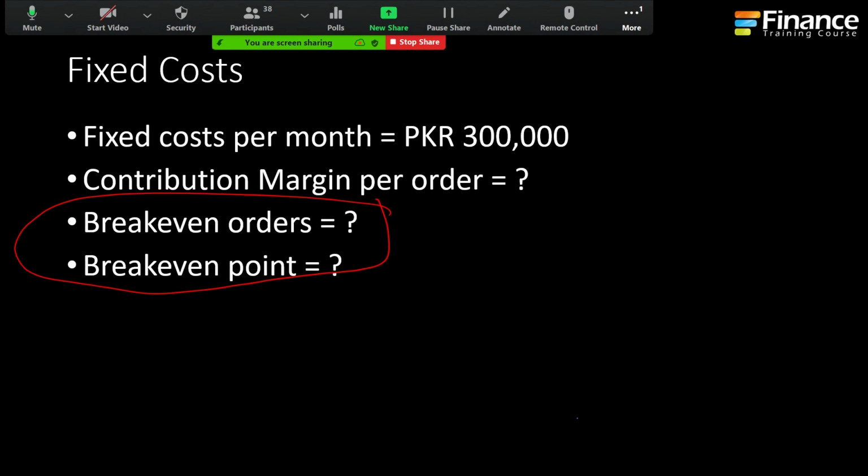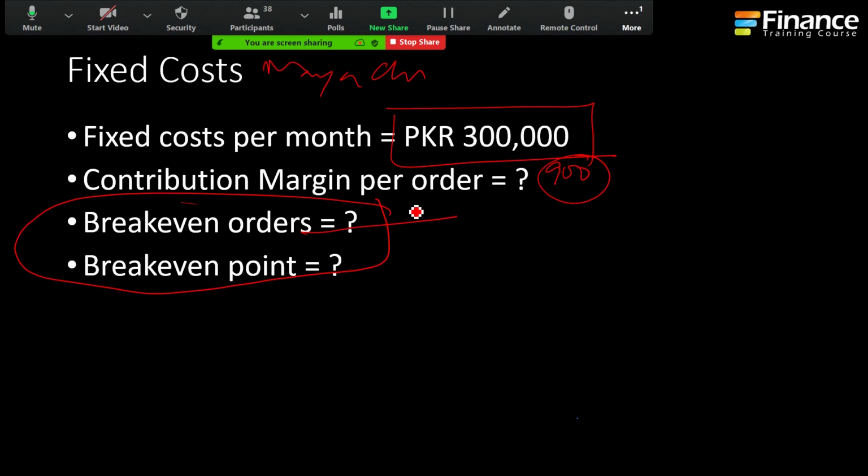So for example, in Maya's case, and this is continuing with the Maya's closet example, let's say Maya's fixed costs per month are 300,000. Now we already know the contribution margin per order is 900, right? So if that's the case, how many orders does Maya need to break even? And what is break even? What does break even represent? Break even represents you've covered all your variable costs.